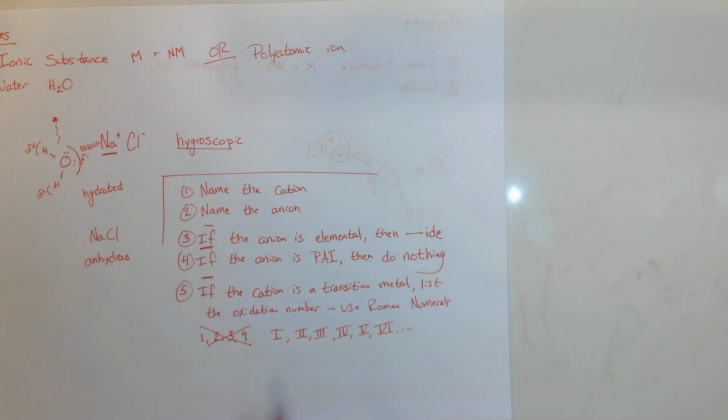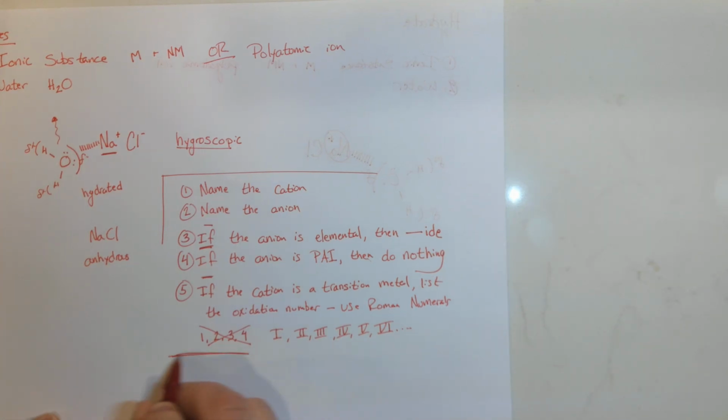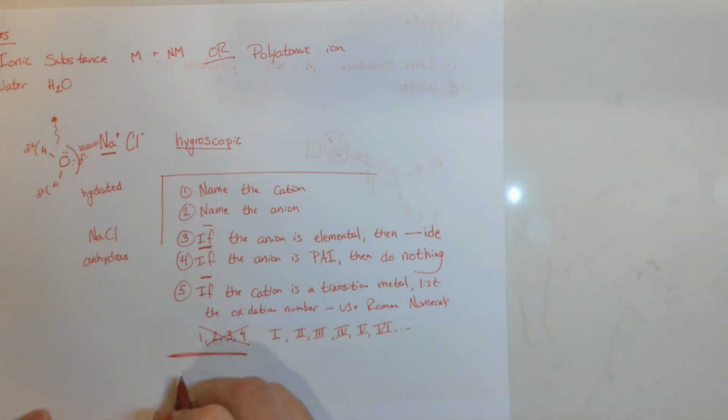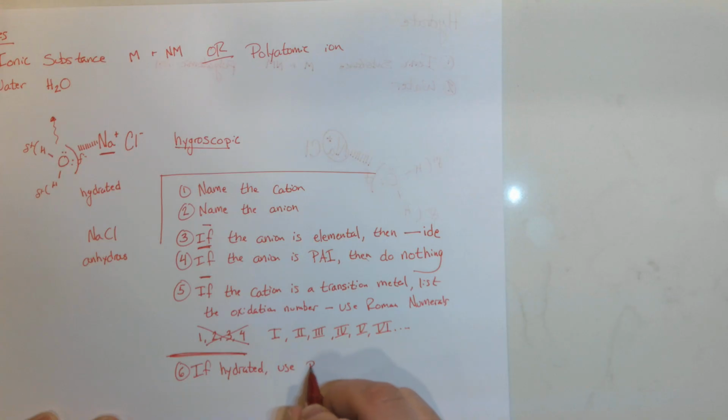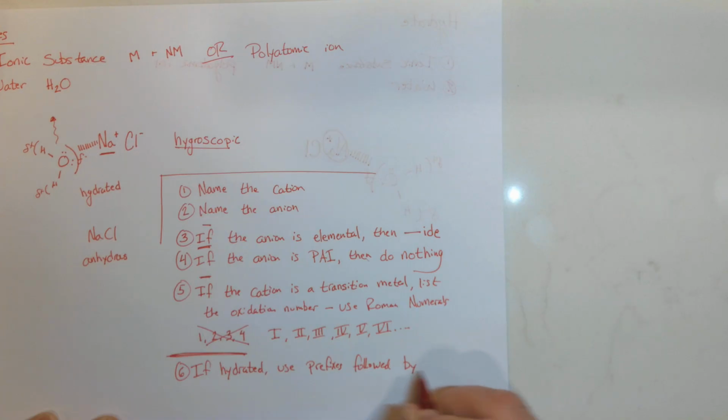Great. So for naming formula units, these are our rules. This is what we do every time. Okay? And now we have to add a new piece. Piece 6 for hydrates. If hydrated, we need to use prefixes followed by the word hydrate.